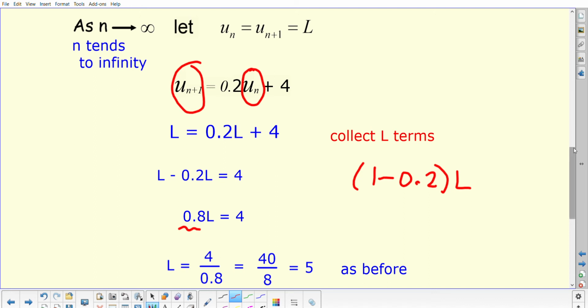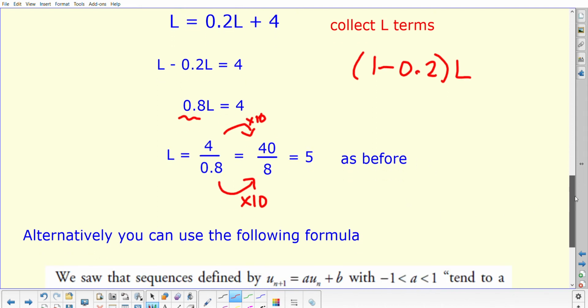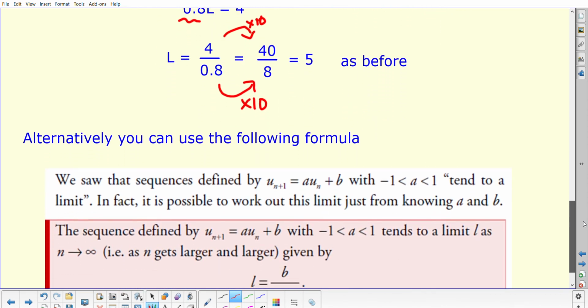That gives you 4. You then have to divide by that 0.8, and I'm going to say to you, this quite often comes up in the non-calculator paper. So when that happens, you'd be expected to know how to divide by 0.8. As we can't divide by a decimal, we change it into a whole number, and we do that by multiplying top and bottom by 10. You get the equivalent division, 40 divided by 8, and that gives you the limit value of 5 as we got before, and you find that on the calculator.